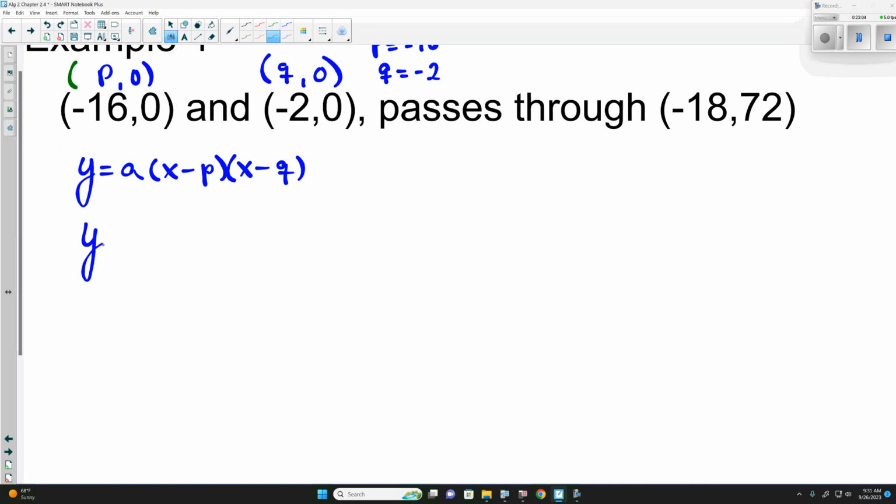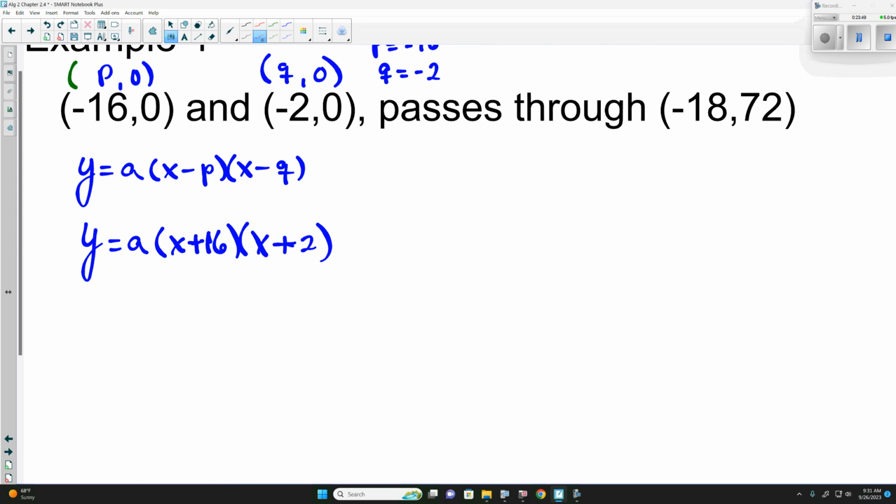So, knowing this, we can say y equals a times x minus negative 16 times x minus negative 2. And again, just like our last one, the negative and negative would make a positive. Do the values of p and q always have to be negative? No, it's just turned out the last few have been that way. P and q could both be positive. One could be positive, one can be negative. They don't have to always be negative. Questions on this so far?